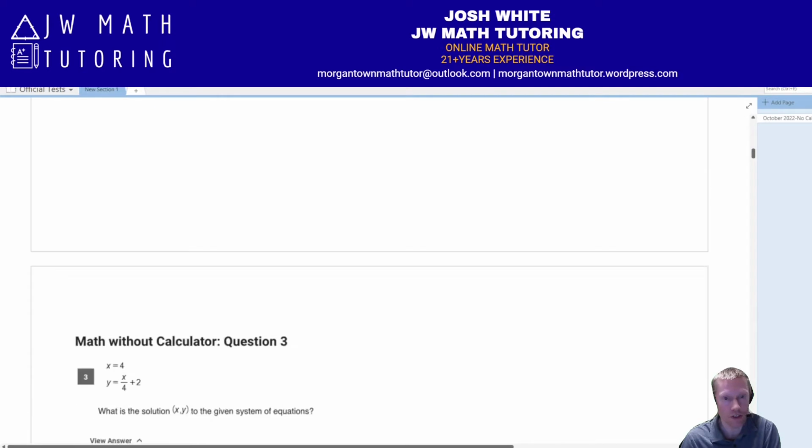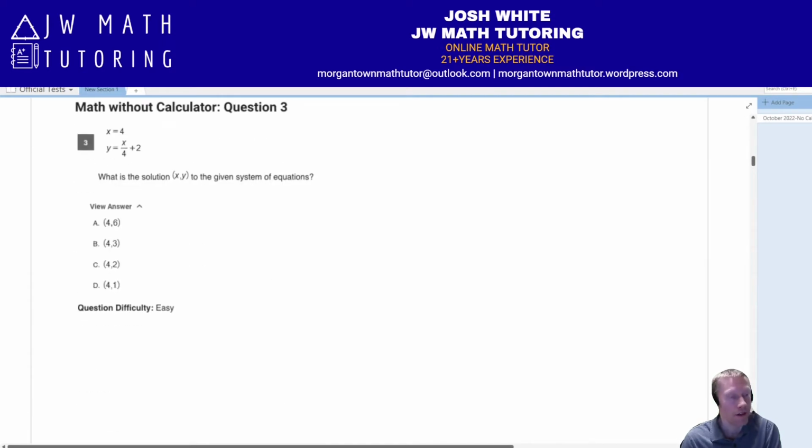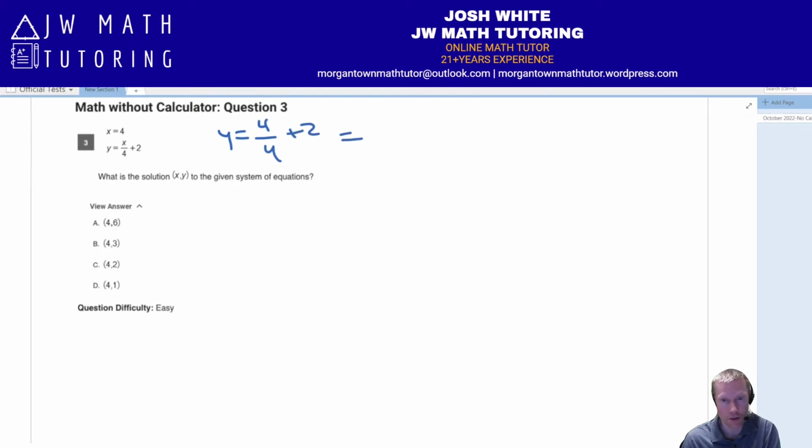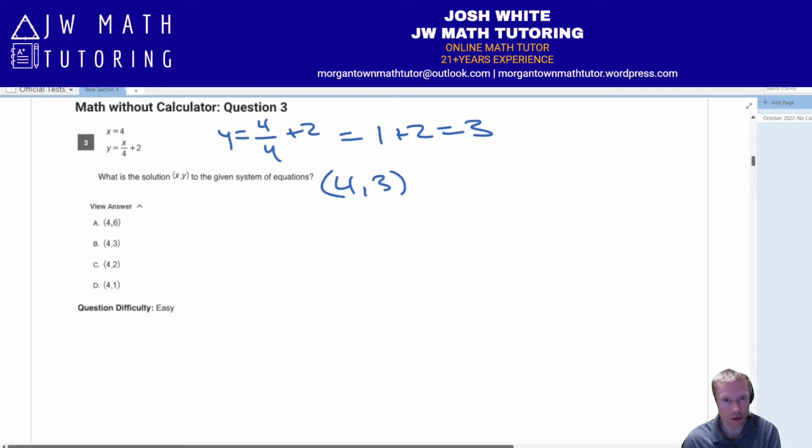Moving on to question number 3. So here you have a system of equations, but one of them actually is solved for one of the variables, for x. So therefore, this is actually not a difficult problem at all. You just take our x value, plug it in for x in the second equation, and that just gives us 4 over 4 plus 2, or 1 plus 2, which is just 3. Therefore, the solution is just going to be 4 comma 3. The correct answer for this problem is going to be letter B.